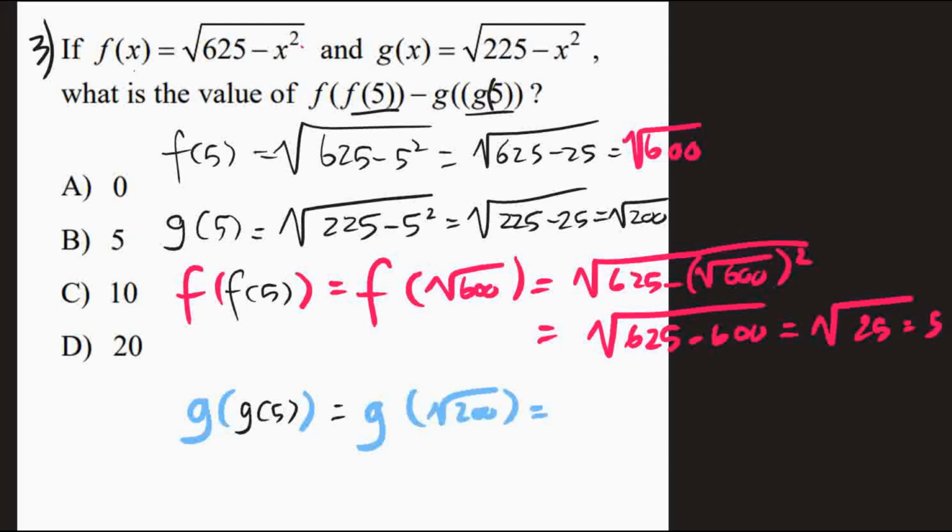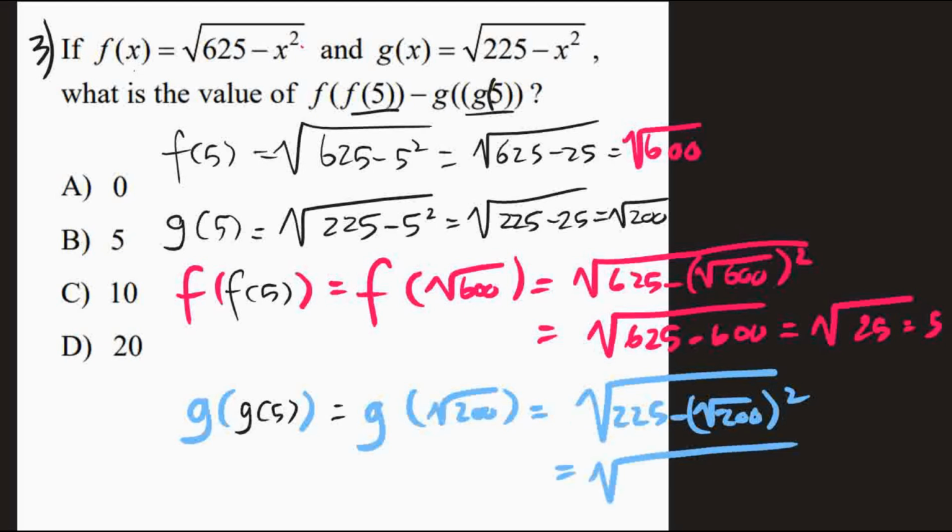Then we substitute the 200 in here and in here. So we have 225 minus the square root of 200, and we put the square here. Now we will get the square root of 225 minus, because the square and square root cancel each other, so we will have 200, and it will be equal to the square root of 25, and it's also equal to 5.